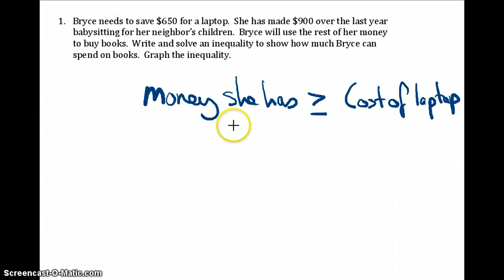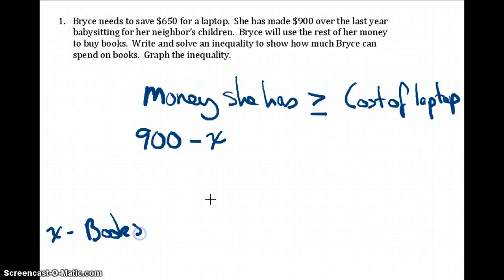In other words, if she doesn't have the money, if she doesn't have $650, then she can't buy the laptop. Well, how much money does she have? Well, she has $900 right now, but she wants to spend some money on books. If you spend money, that's going to subtract how much money? We don't know. That's what we're trying to figure out. That amount of money has to be greater than or equal to the cost of the laptop, otherwise she can't buy the laptop.